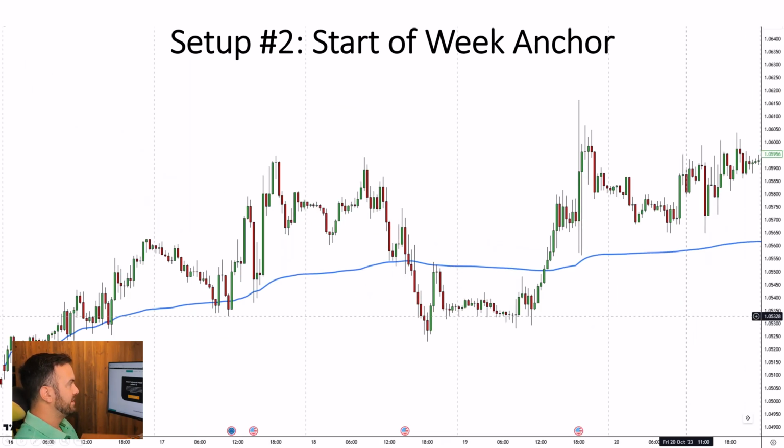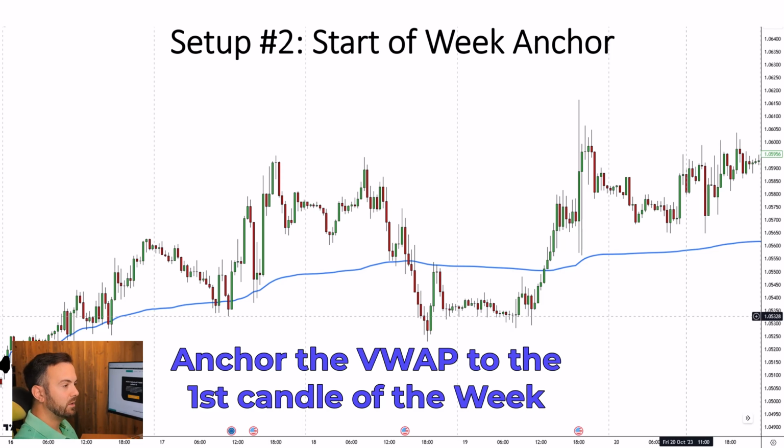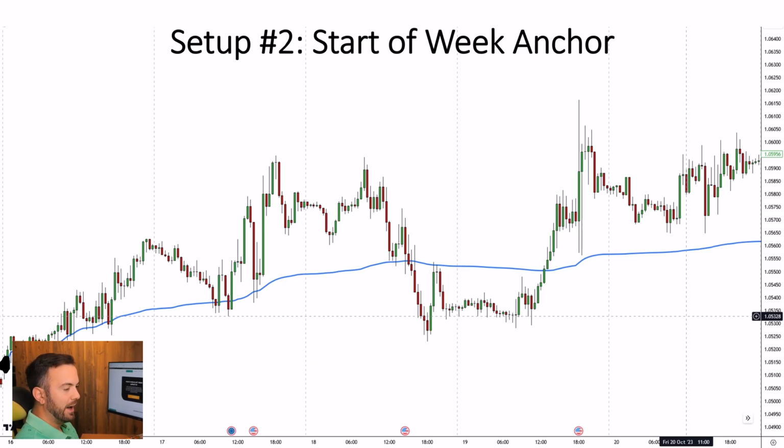Now here is a long trade scenario. Again, we anchor the VWAP to the candle, which is the first candle of the week. By the way, we are still looking at a 30-minute chart, right? So this is the first candle of the week. You anchor the VWAP there. And as you can see, the price is already making small reactions there.